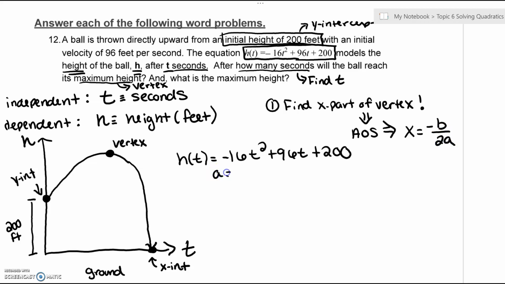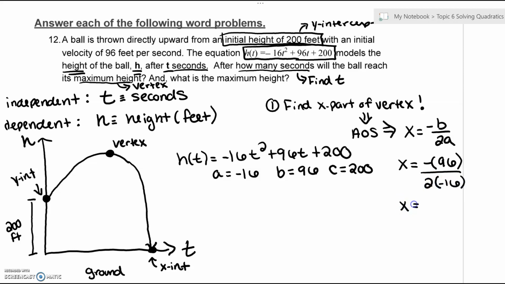So let's pull out a, b, and c. A is the number in front of t squared, so it'll be negative 16. B is the number in front of t, which will be 96. And c is the constant, which will be 200. So when we plug that in, x will equal negative b, so negative 96, over 2 times a, which is negative 16. And when I solve that, I get negative 96 over 2 times negative 16, which is negative 32. And that is x equals negative 96 divided by negative 32, which is 3.